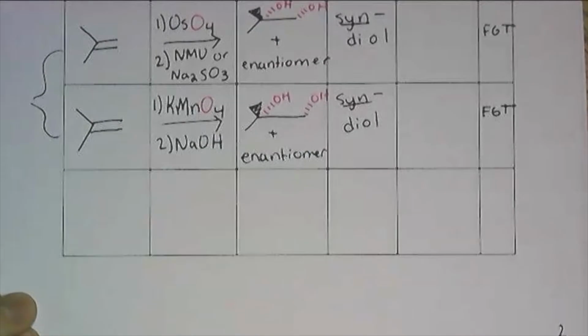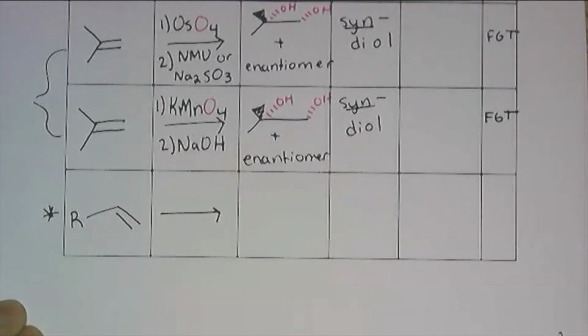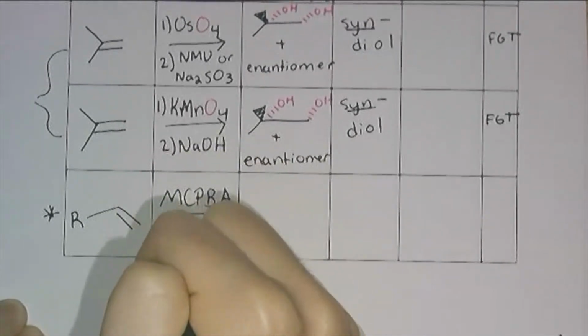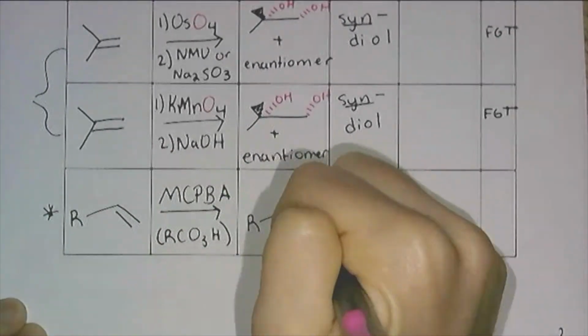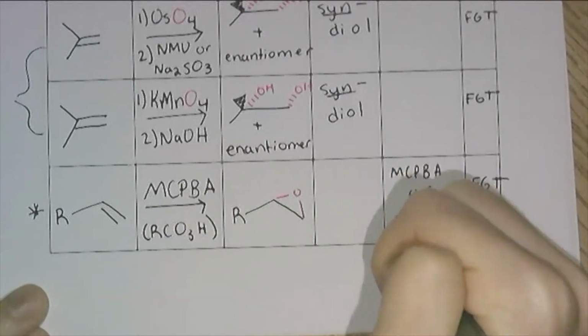This next one, I kind of have a funky way of remembering it. When you add something like MCPBA or MMPA, you end up forming an epoxide, which is just the little triangle with the oxygen on it coming off of the two carbon atoms.